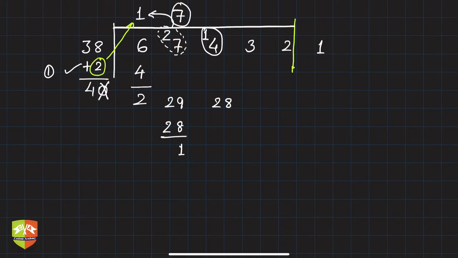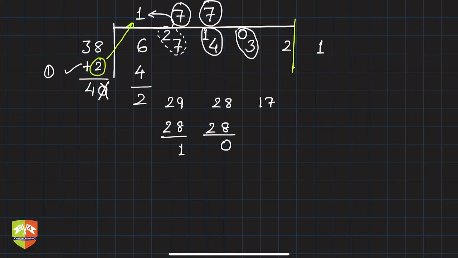Now again divide. You'll get 7. 4 sevens are 28. What is the remainder? 0. Let's write this 0 here. So 0, 3 is the number. But you have to add what? Again, this 7 multiplied by the factor 2. So 14. 14 plus this 3 is 17. So the new dividend is 17.